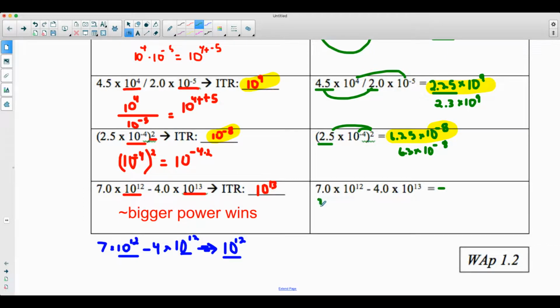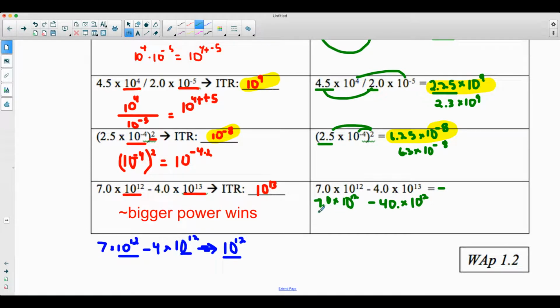But so I could rewrite this as 7. Let's say we want to make them both 12. 7 times 10 to the 12th minus, now if we make this times 10 to the 12th, you made this 1 power of 10 smaller. Well, this then needs to get 1 power of 10 bigger. This would then be 40 times 10 to the 12th. It's the same thing as 4 times 10 to the 13th. You can put those in your calculator and press enter to see that they're the same.